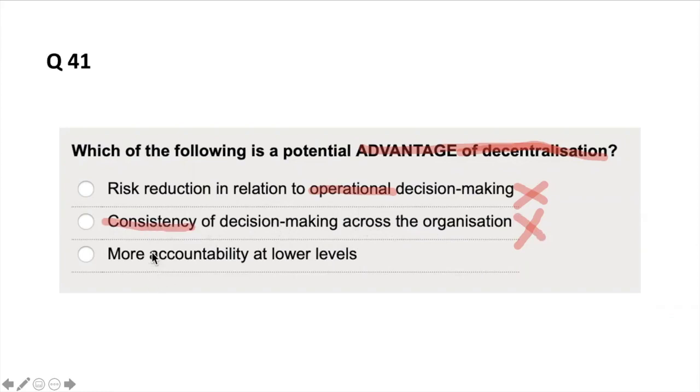And finally, more accountability at lower levels. What is the word accountability? It's taking the blame or credit for what you do. And when you empower others, this seems logical to assume that it's the correct answer, because you're allowing others to make decisions, therefore making them accountable for what they decide. So there is more accountability at the lower levels.